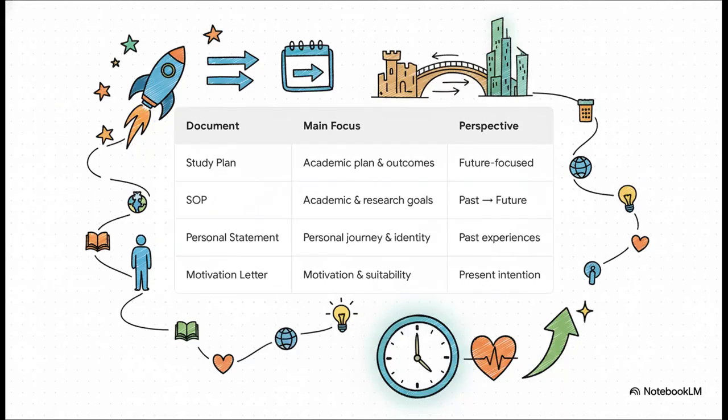Okay, check this out, because this is fascinating. It's all about how each document treats time. Your study plan, purely future-focused. It's all about what's next. The SOP is so clever because it bridges your academic past to your future goals. The personal statement looks backward. It reflects on your past to explain who you are right now. And the motivation letter, that's all about the present moment, your current drive, your intention, and why you're ready for this.